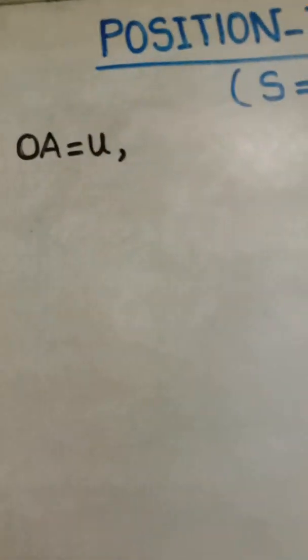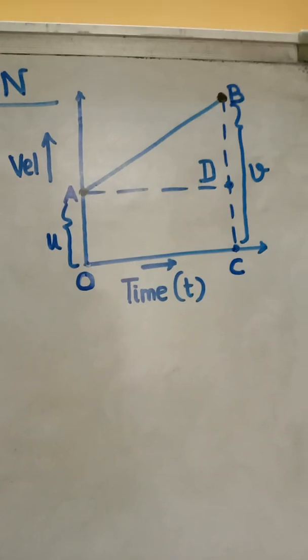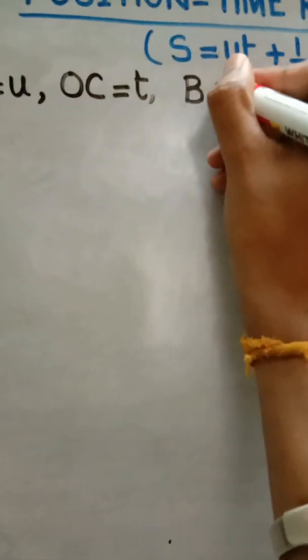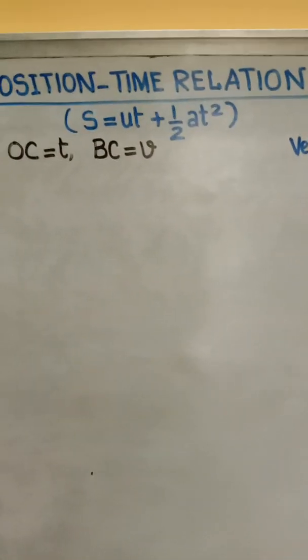We have the information that OA is equal to u. OC is equal to t. And BC is equal to v. That is the final velocity.